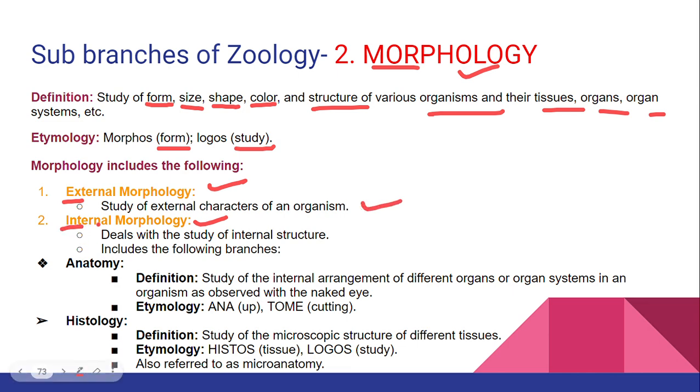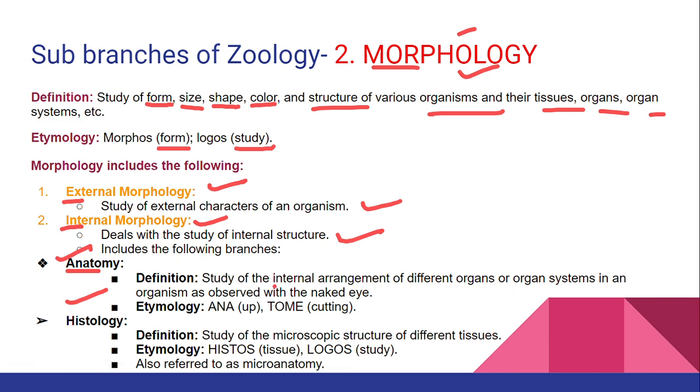Then what is internal morphology? Obviously, it is what is present inside, right? It deals with the internal structure, and internal structure deals with anatomy. Usually in class, whenever I say morphology it means external characters, and whenever I say anatomy it means internal characters. But in your textbook it is said that internal morphology is nothing but anatomy and histology. So you have to read it in this way, right?